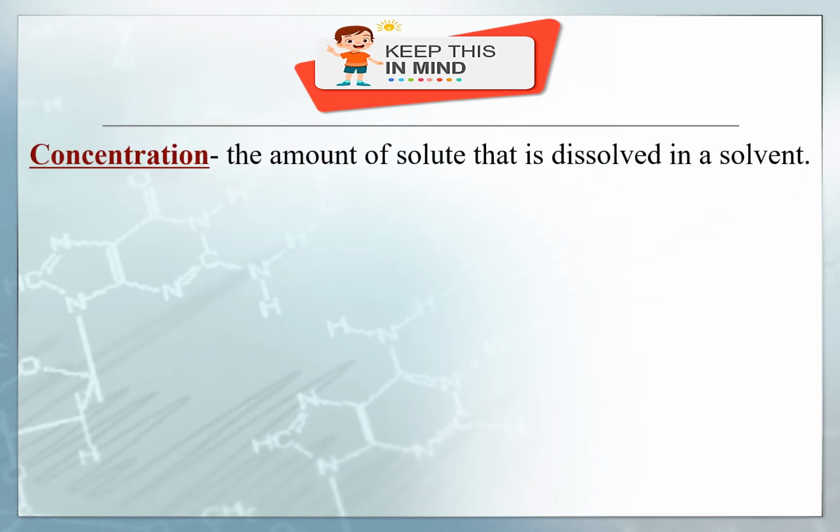Our grade 7 science learners, remember that we have 3 different types of solutions. We have the unsaturated, saturated, and the supersaturated. But this time, we will focus on concentration. Concentration is the amount of solute that is dissolved in a solvent.